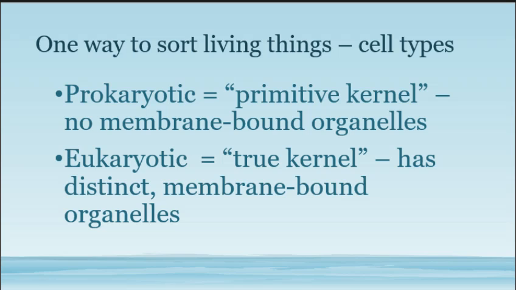Then we have the eukaryotic, which means true kernel. EU means true. It has distinct membrane-bound organelles. I still have students to this day up in high school who say that a eukaryotic cell has a nucleus. That means it has a nucleus, so I will accept that answer because the nucleus is a membrane-bound organelle. But there's a bunch of other membrane-bound organelles inside our animal cells and plant cells, right? Things like mitochondria and endoplasmic reticulum, ribosomes, Golgi apparatus, lysosomes, all those things that we learned about last week.